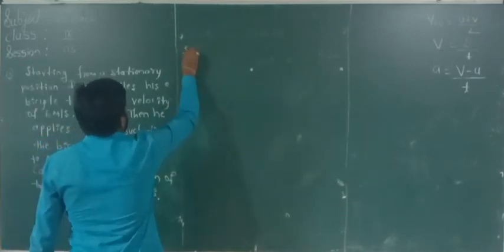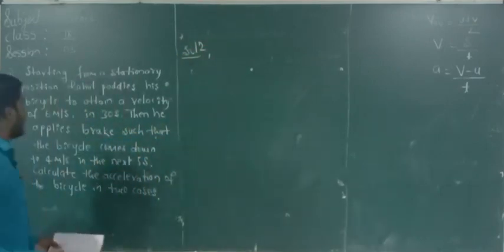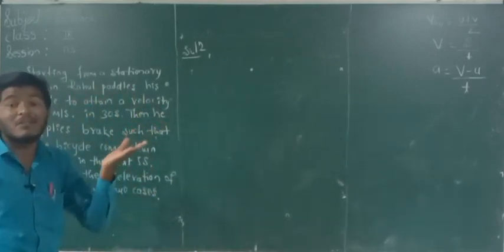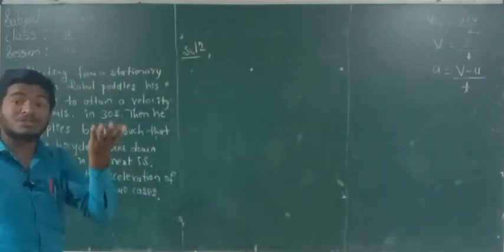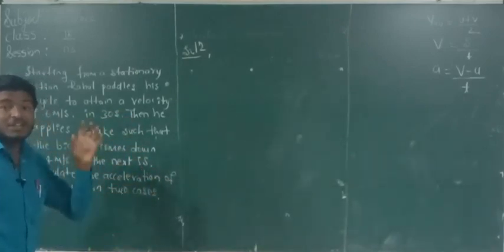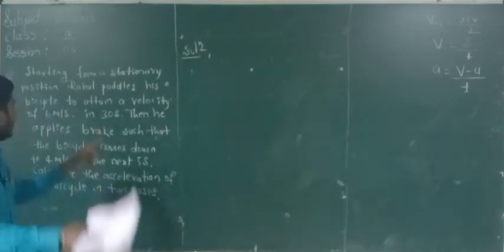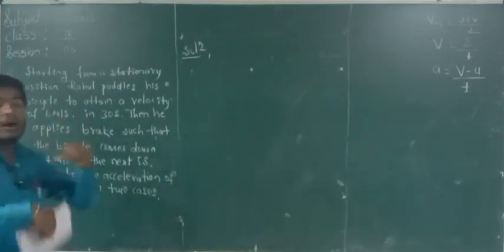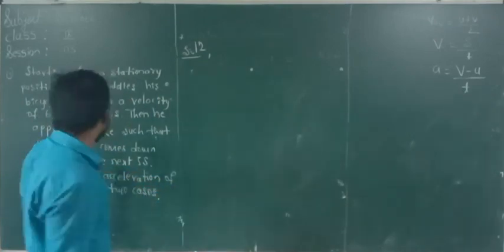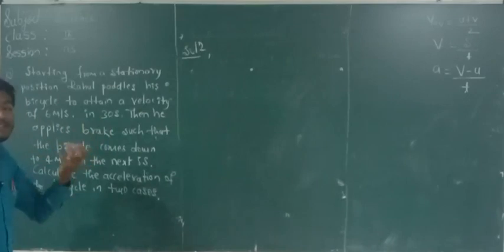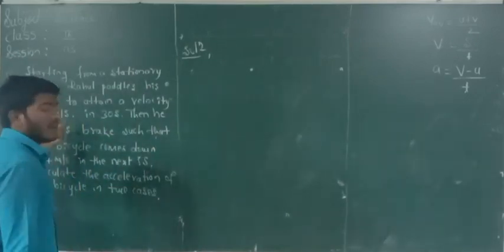Solution. Once again, read the example here. Starting from a stationary position, initial velocity will be 0. Stationary position means it will be at rest. Initial velocity u is equal to 0. Rahul pedals his bicycle to attain a velocity of 6 meter per second. That is, the final velocity v is equal to 6 meter per second, in time 30 seconds.